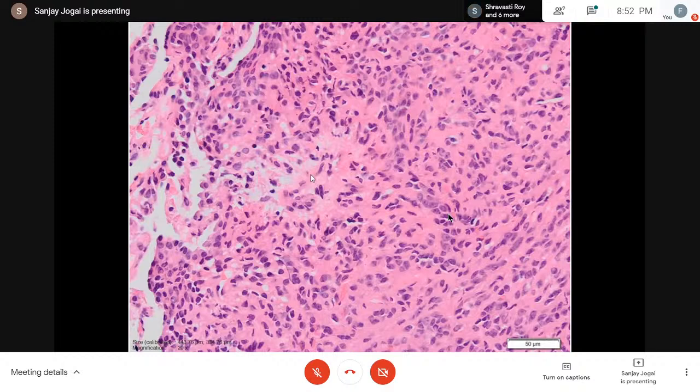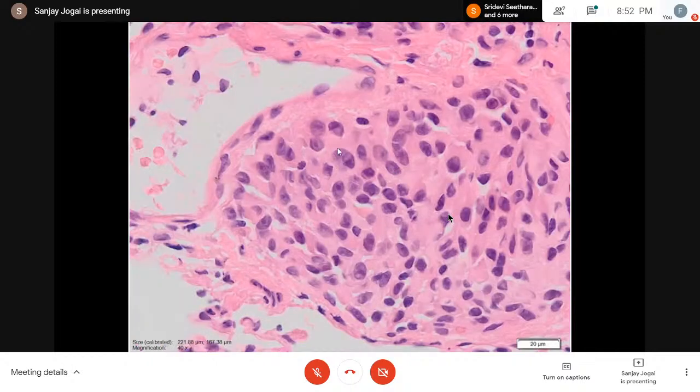Not much by means of nuclear pleomorphism. I can barely see any mitotic figures. Now, occasional cells are starting to show nucleoli. So I have no idea what is going on here. So common things being common.